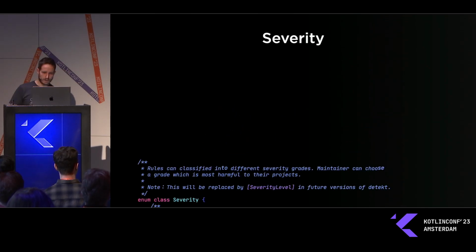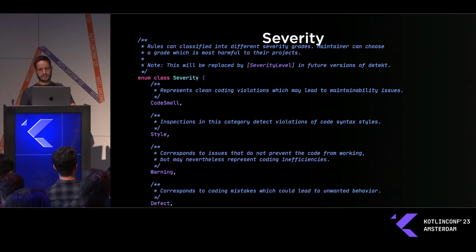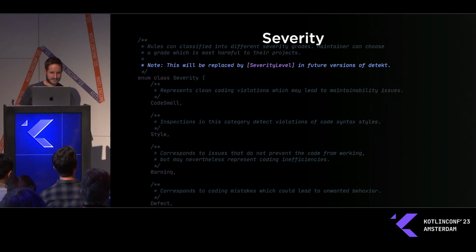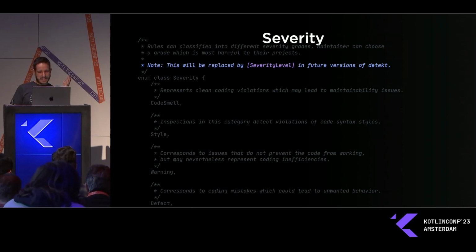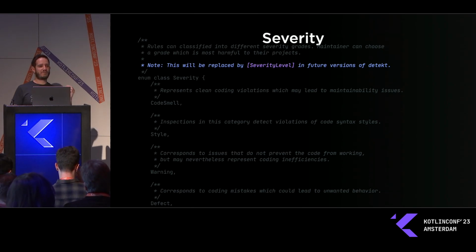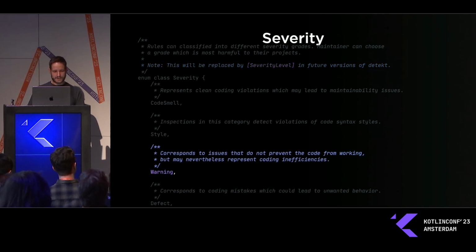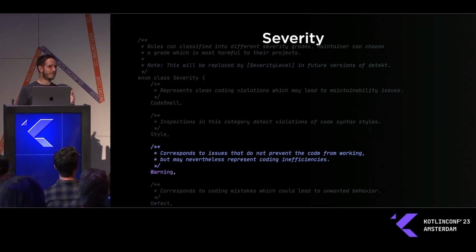We're going to review a little bit the concept of severity. Inside Detekt, we have this class called Severity, which is part of the public API, and has this note on top that means this will be replaced by severity level in a future version of Detekt. So now the future is coming, so this is going. But what does this mean? When you write a rule, you can specify the severity. And one of the severity values is warning.